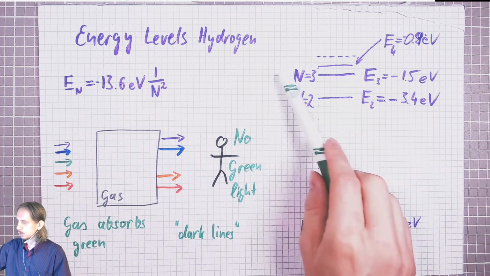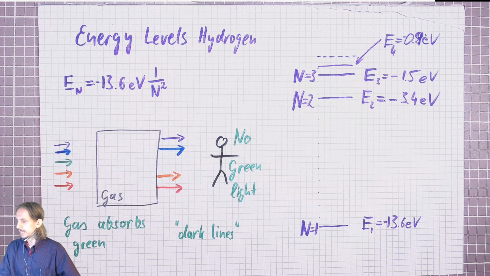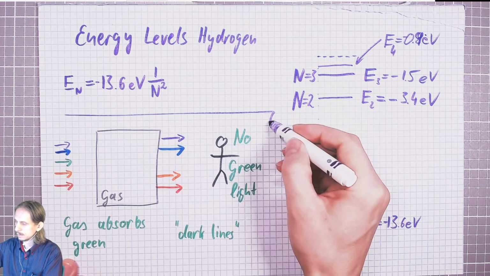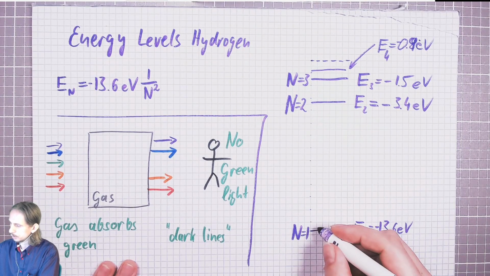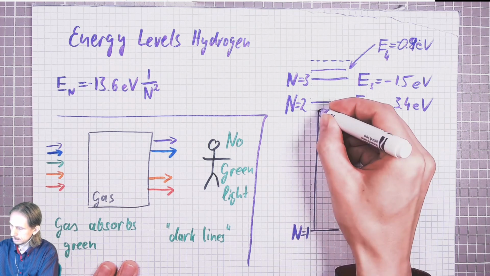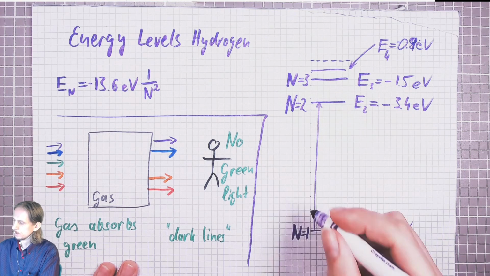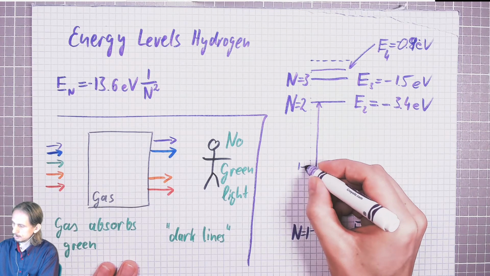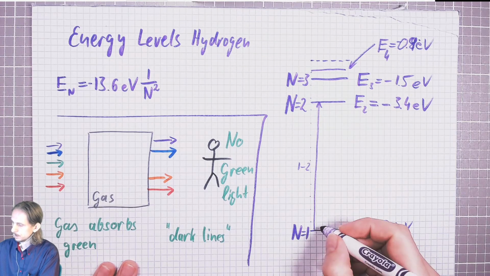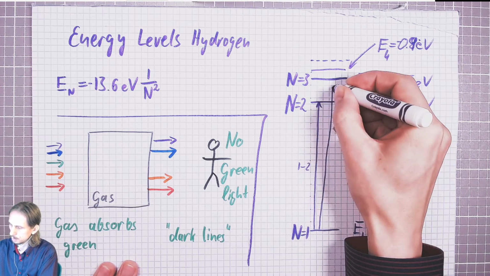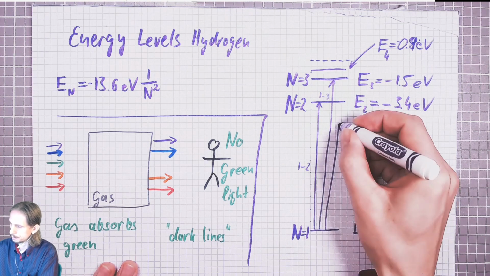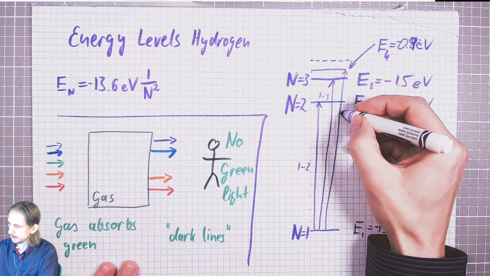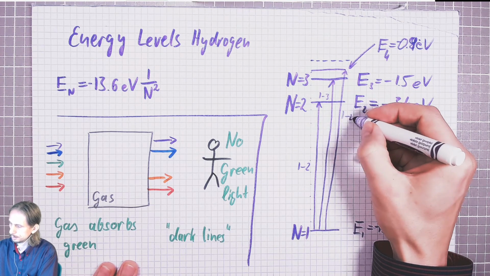Now, if we look over here at this diagram, we can try to see what kind of light our hydrogen atom would absorb. The first kind of light that our hydrogen atom would absorb would be from level 1 to level 2. We would also absorb from level 1 to level 3. We would absorb from level 1 to level 4.